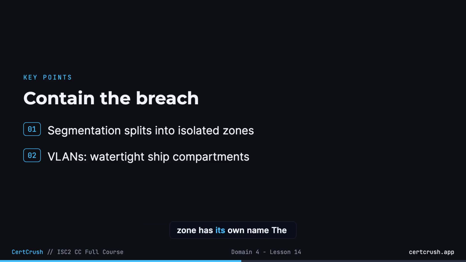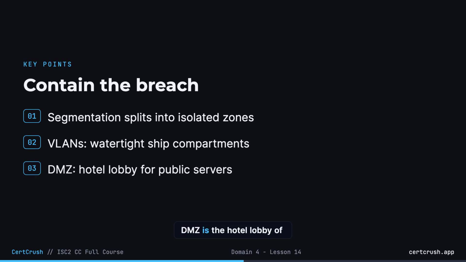One special zone has its own name. The DMZ is the hotel lobby of your network. It is a buffer zone where you put the servers the public must reach, like your web server, so outsiders can come into the lobby without ever walking into the guest rooms where your internal systems live. Quick recap so far. Firewall filters at the border. IDS alerts, IPS blocks. Segmentation and the DMZ keep a breach from spreading.